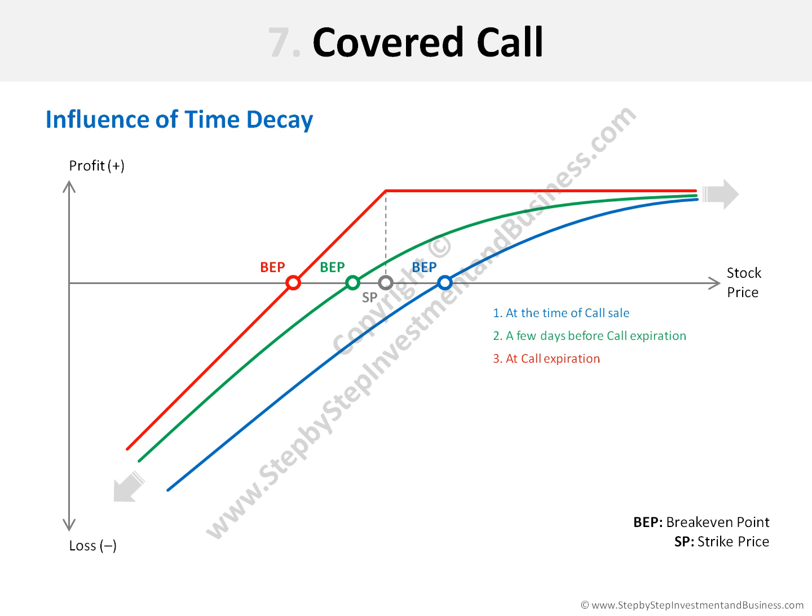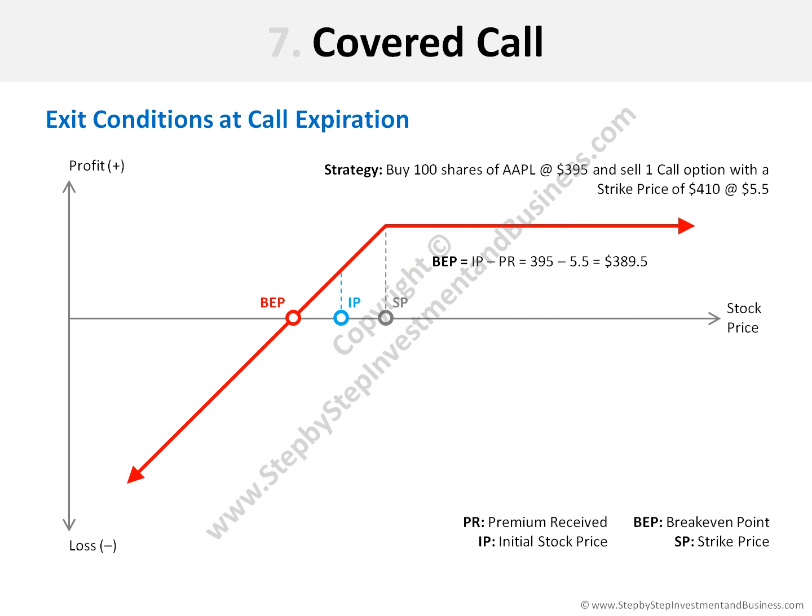We can see that as time passes, the value of the break-even point decreases. Notice how it moves to the left. And as the value of the break-even point decreases, the range of prices for which we are in a profitable situation increases. Therefore, in this case, time decay helps the position. Now we will see in detail the exit conditions of the position at call expiration.